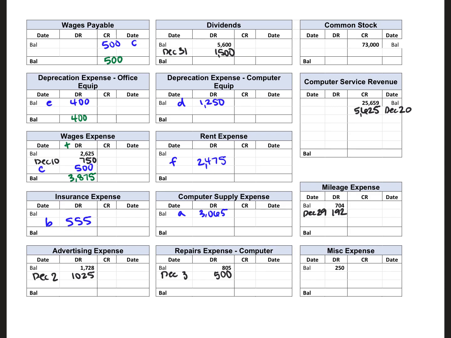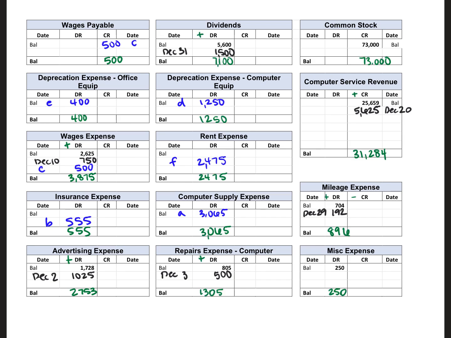All right, insurance expense, we'll just bring that total down. Advertising expense, again, since expenses increase with the debit, we're just adding everything on the debit side together. And I would get, for advertising expense, $2,753. All right, I'm going to pause real quick and just add all the rest of these totals here. Just keep in mind what is the increasing side and what is the decreasing side on each account.